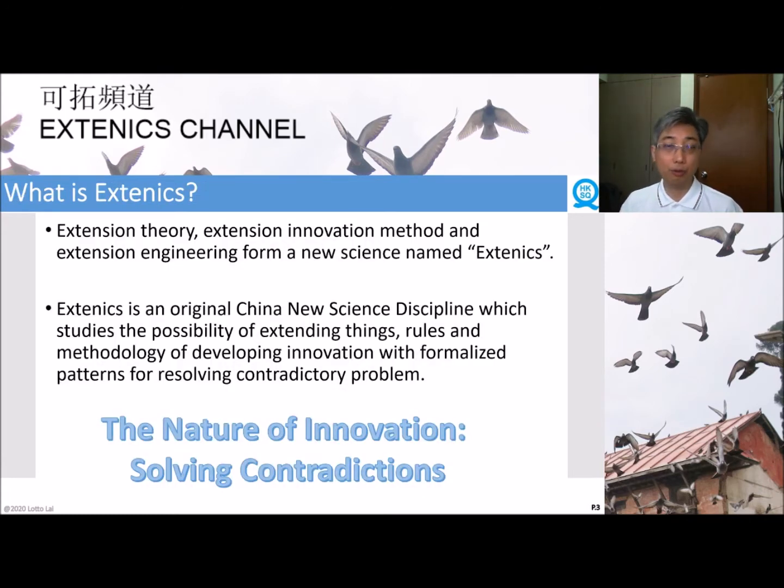Every time I will repeat what Extenics is. Extension theory, extension innovation method, and extension engineering form a new science named Extenics. It is an original Chinese new science discipline which studies the possibility of extending things, and the rules and methodology of development and innovation with formalized patterns for resolving contradiction problems. So we are always talking about how the nature of innovation starts from solving contradictions.